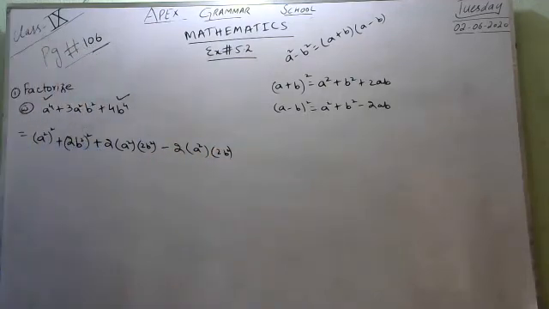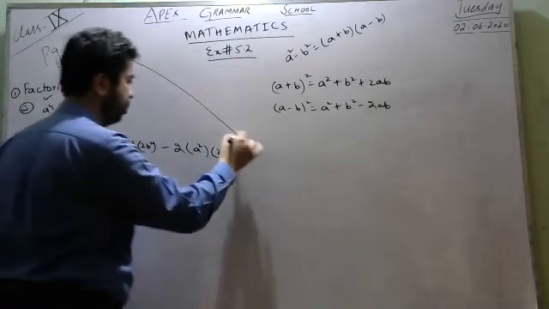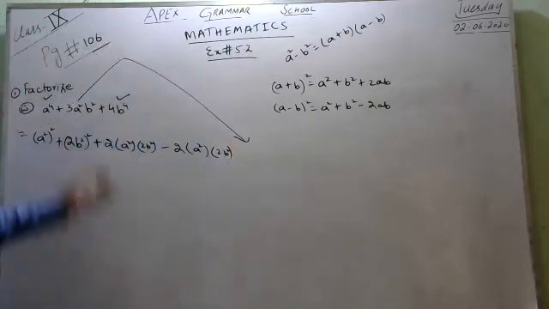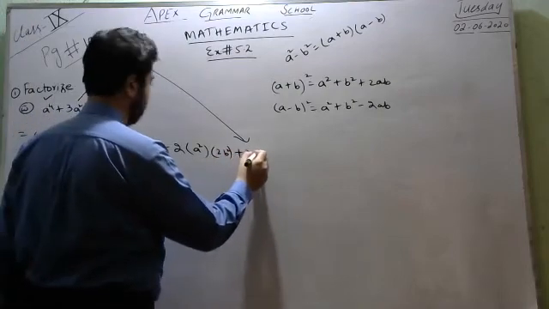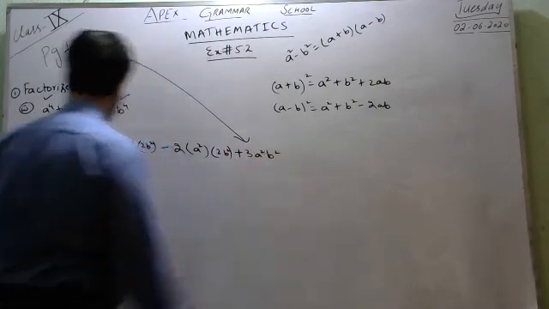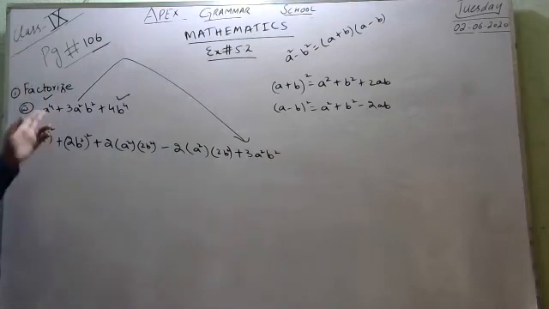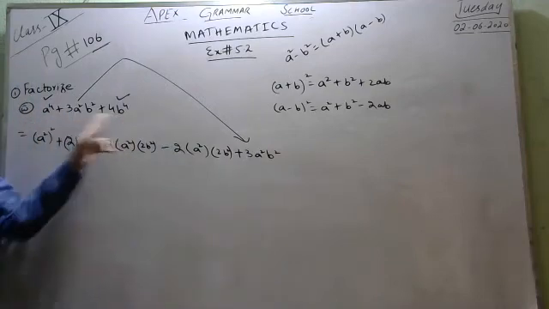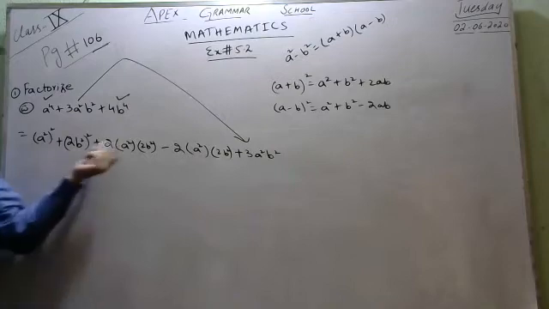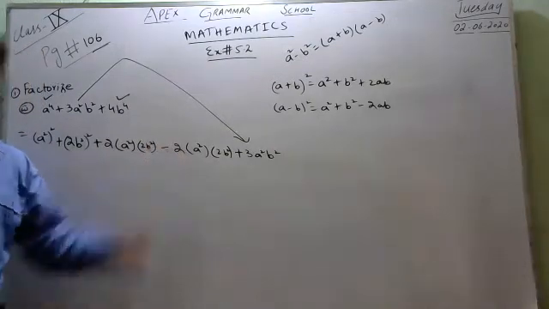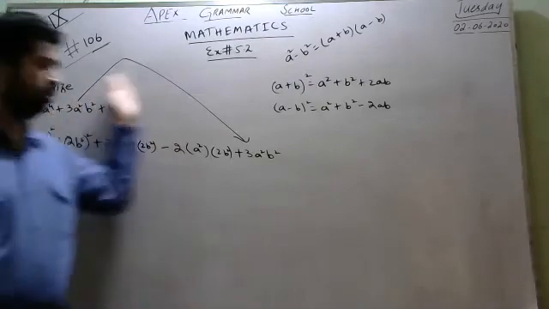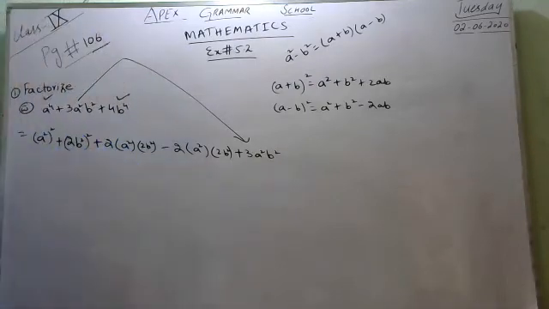And after that, this thing will appear all the way right at the end, plus 3a square b square. First we will find first square and then another square with positive sign. And we will make plus 2ab and then minus 2ab. Same thing with positive sign and same thing with negative sign. And this plus 3a square b square will be on the right.